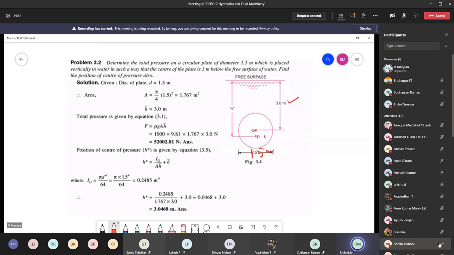The weight of this plane is acting at a particular point, due to the center of gravity. But the center of pressure is due to the liquid also. The fluid is there above, and the total pressure force is acting at this particular point. That is nothing but your center of pressure. So you are going to estimate your H star.